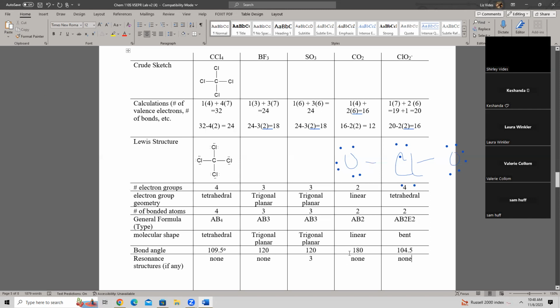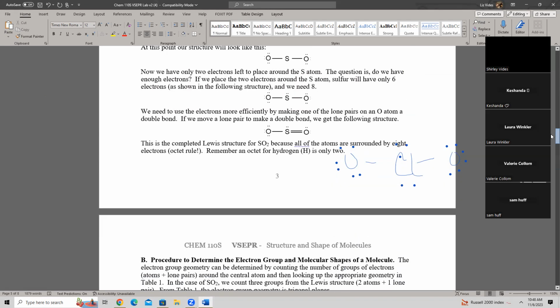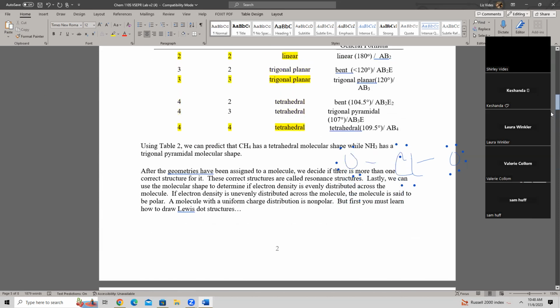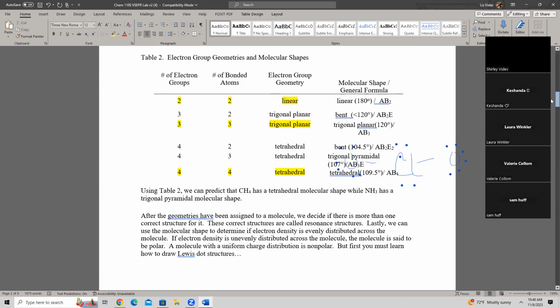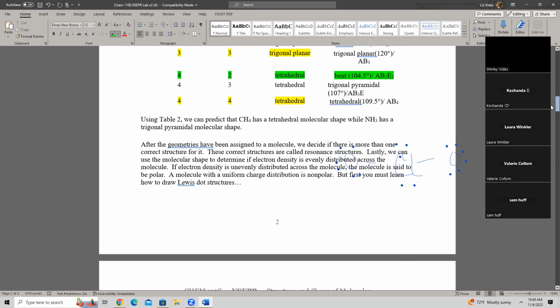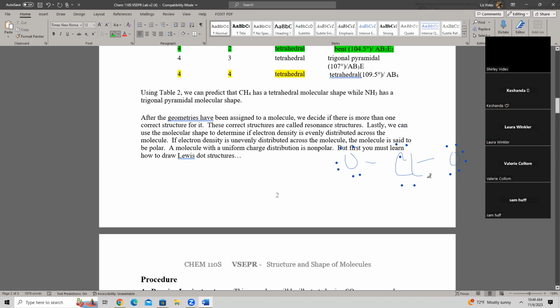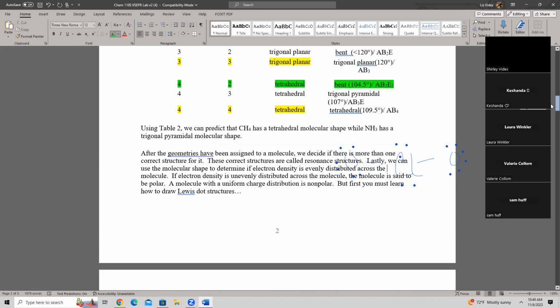Okay, so let's go look at 4-2 in our chart. There it is. Okay, so 4 groups, two of which are bonds, is right here. Let me highlight it a different color. Right here, 4 groups, 2 of which are bonds, is tetrahedral, bent. There's all the information right there. You see it? And you can see it on this Lewis structure for sure. I wish I had made it so that you could see it all in the white, but that's okay. You can still see it, okay?